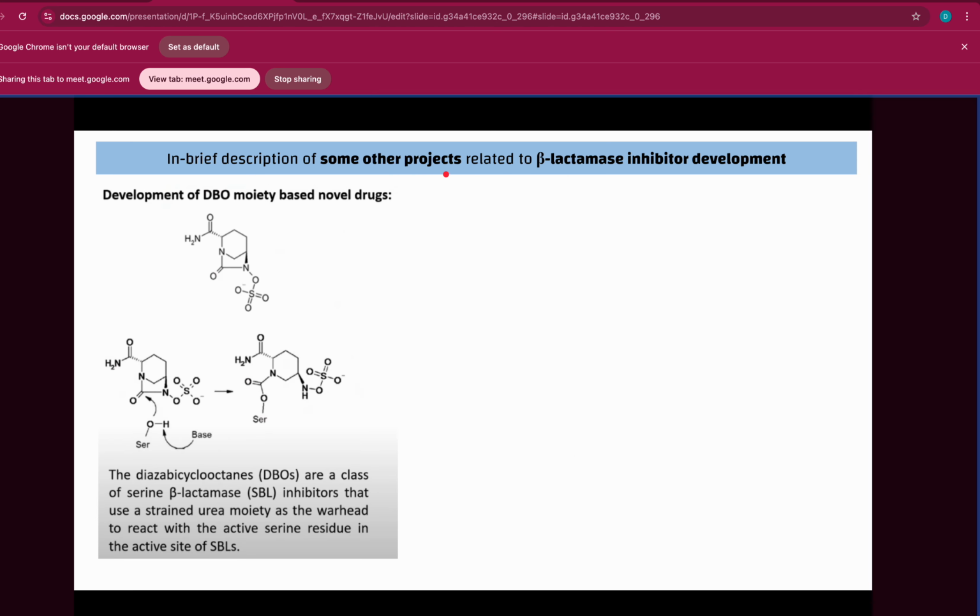And then there are certain other projects also which are related to beta lactamase inhibitor development, such as DBO moiety based novel drugs. So DBO is diazabicyclooctanes, which are a class of serine beta lactamase inhibitors. So they are also inhibitors which use a strained urea. So in the previous case we were using the boronate ring, but now in this case we use the strained urea. So this particular group also interacts with serine, and this traps the beta lactamase enzyme so that beta lactamase could not open up the penicillin beta lactam ring, and now penicillin can better act on the microorganism.